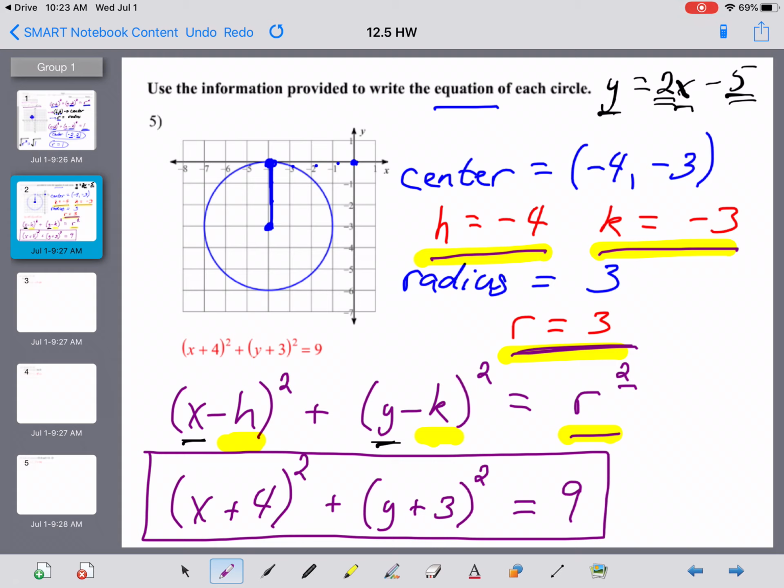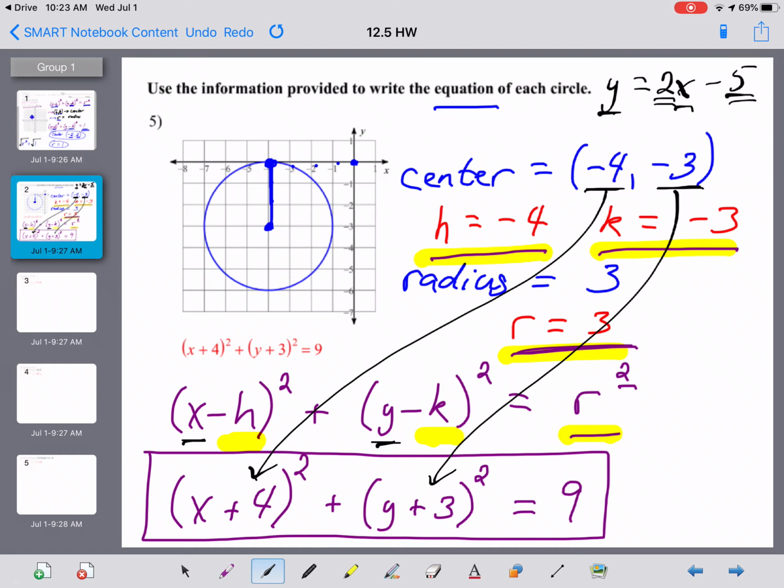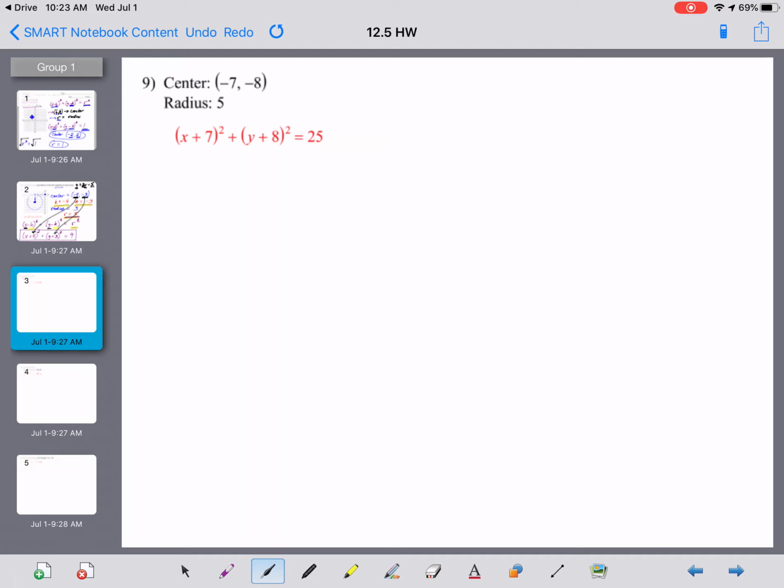And remember something we said a while ago, when your center has a negative value, it actually looks like a plus, a positive, within the equation of the circle. Same thing here, our y coordinate was negative, but that actually looked like a plus there. So that's something you'll see with some regularity, so hopefully you won't be surprised when that does pop up.